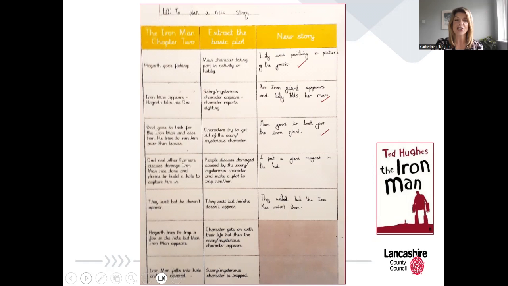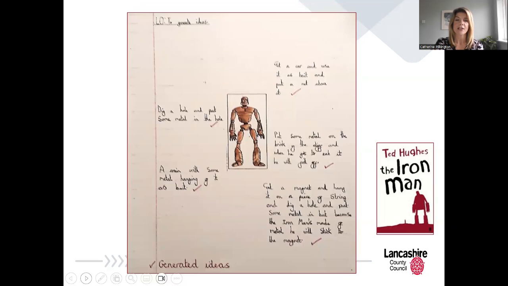Now, the children actually had two planning sheets for this one, because part of the story is considering how the Iron Man might be trapped. So as part of the gathering content, you can see there, the children were generating ideas on how they might trap the Iron Man. And it's important, isn't it, that they've got a few choices there. So there are sufficient choices for children to select from for their modelled outcome and for their independent.